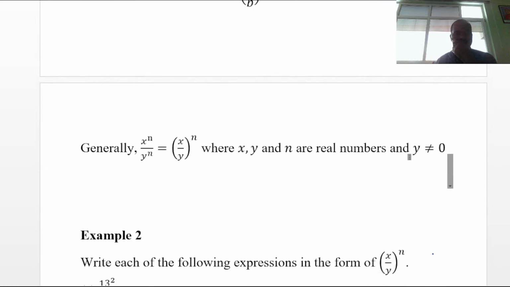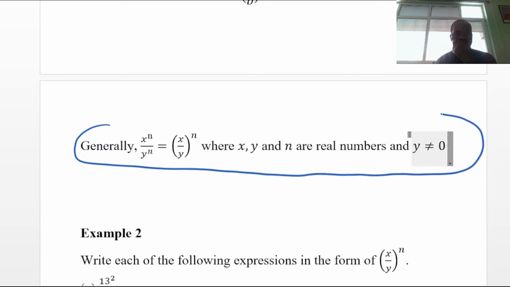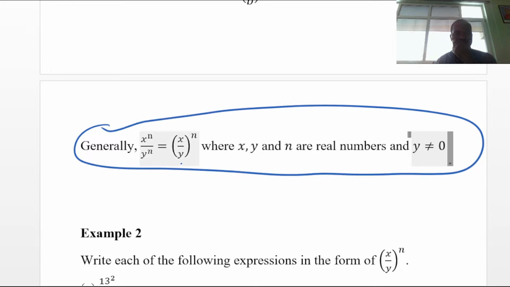So you can have this as a rule, and it is a very important rule, that having x power n over y power n, we can summarize it to be x over y, all power n, dear students.